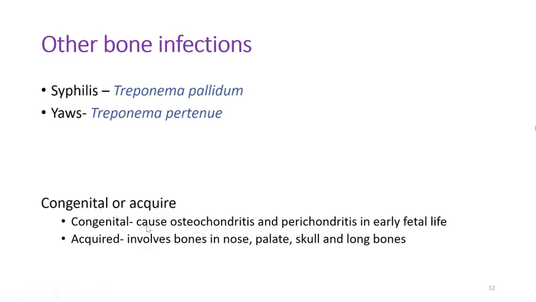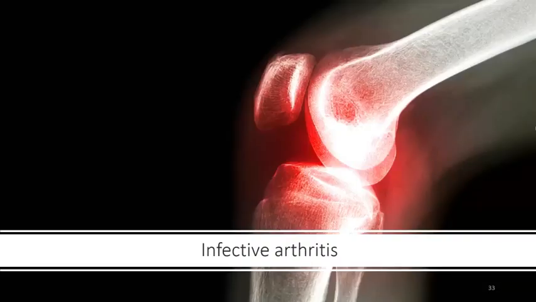And in acquired syphilis, it mainly involves the facial bones, including the nose, palate, and skull, or maybe the long bones. I don't think that you have to know much detail about the other bone infections. So with that, we can move into infective arthritis.